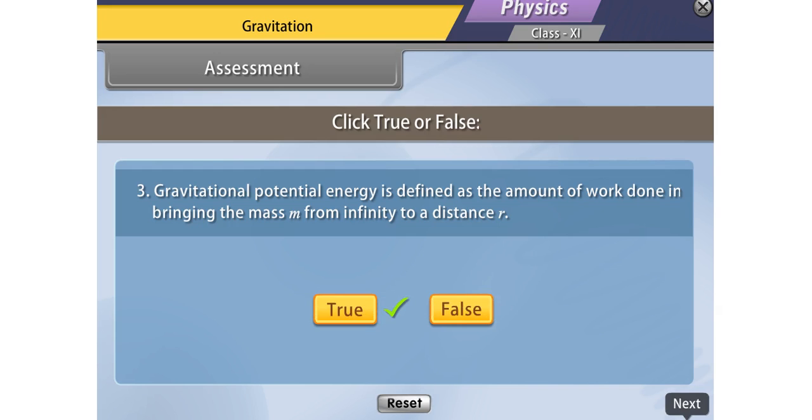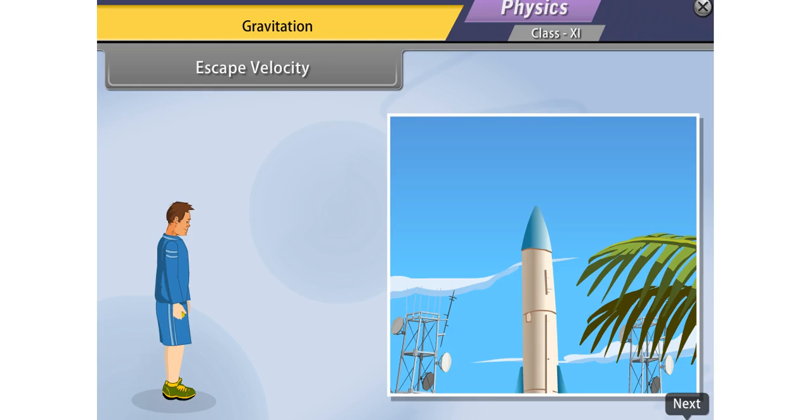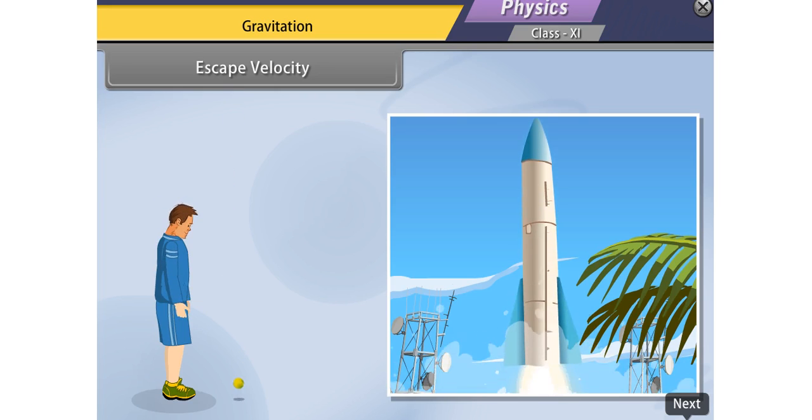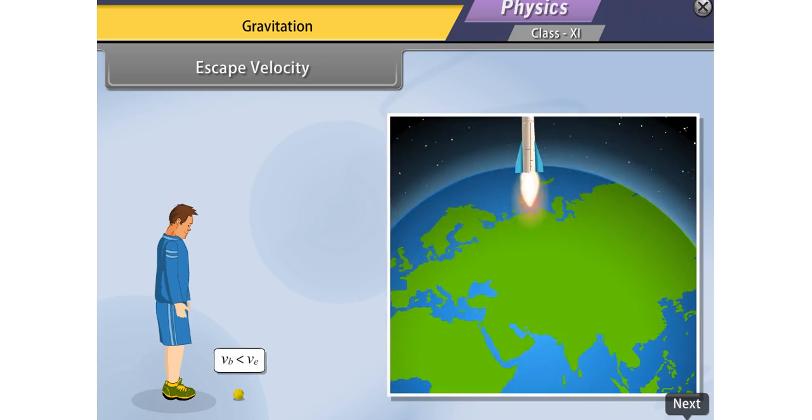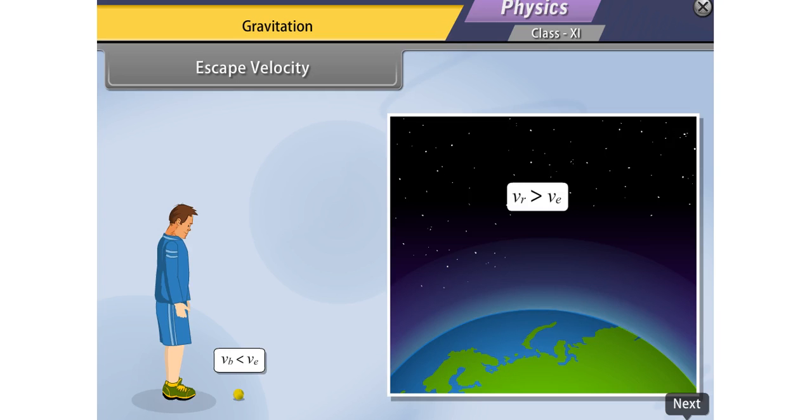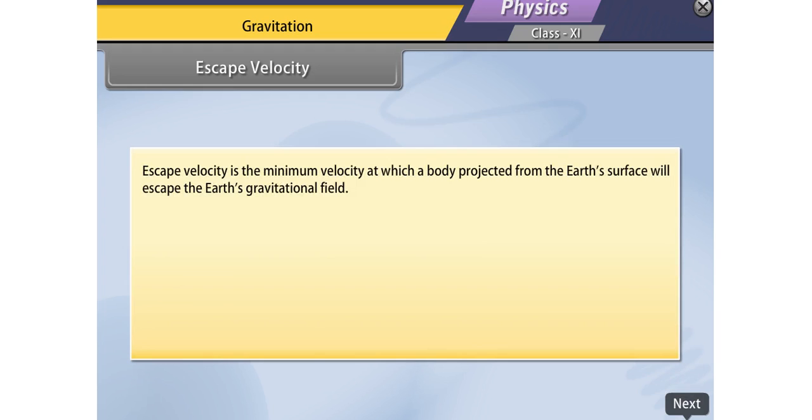Escape velocity. Can we throw an object with such high initial speed that it does not fall back to the earth? Yes, if we throw an object with escape velocity, it does not fall back to the earth. Escape velocity is the minimum velocity at which a body projected from the earth's surface will escape the earth's gravitational field. Escape velocity for the earth is v = 11.2 km per second.